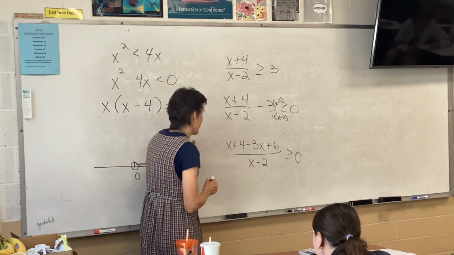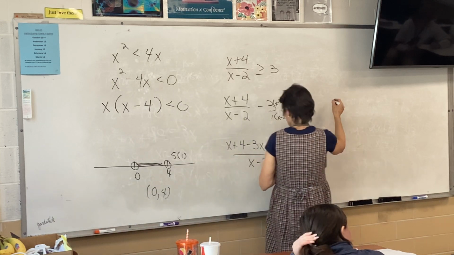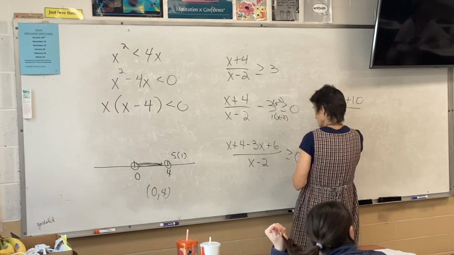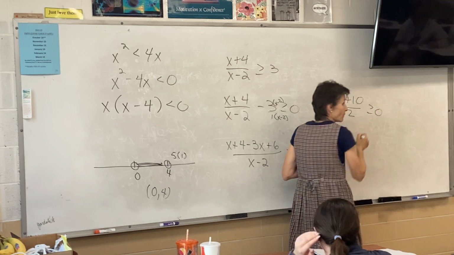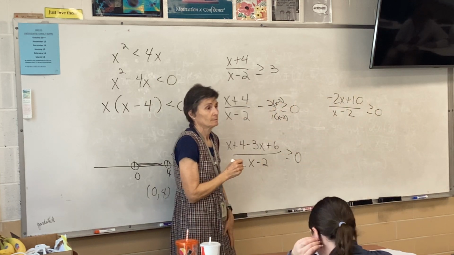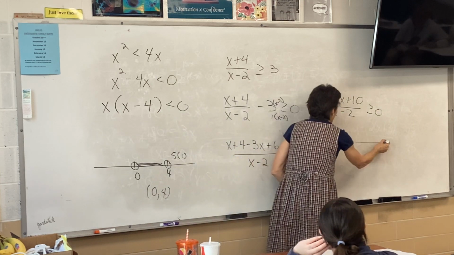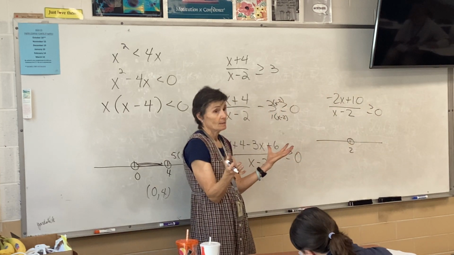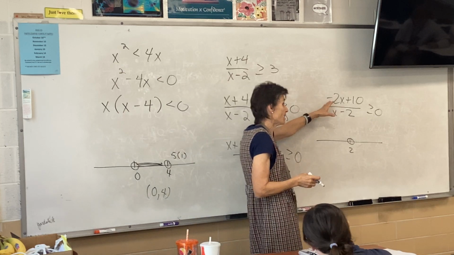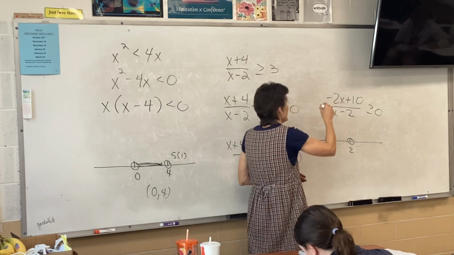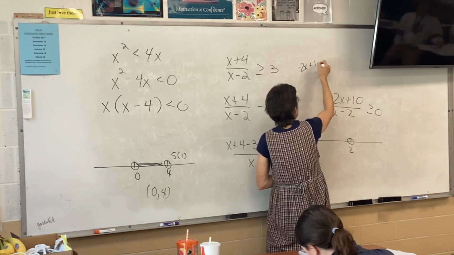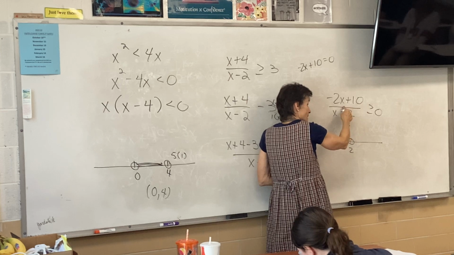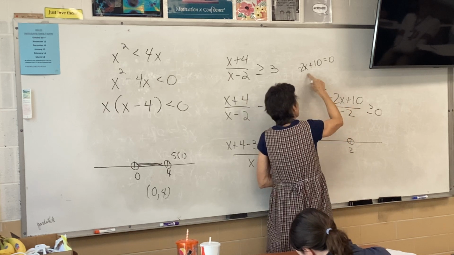So I'm gonna get here negative 2x plus 10. Is that right? Now, for sure there's gonna be a dot at 2. Would everyone agree with that? That negative stuff confuses the heck out of me. So negative 2x plus 10 equals 0. To figure out where the dot's going to be for the top here, I'm gonna solve this.